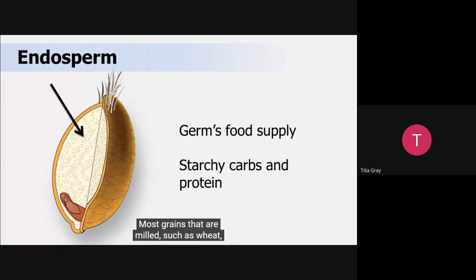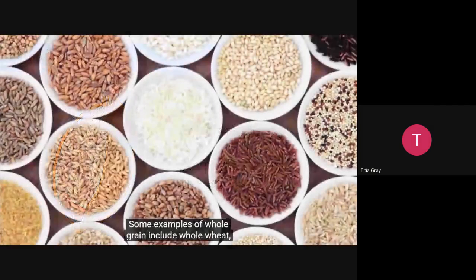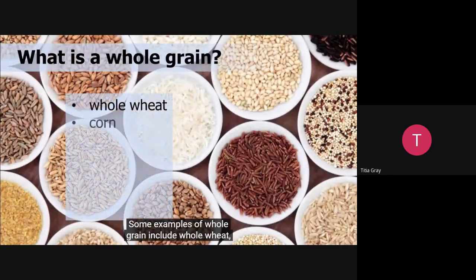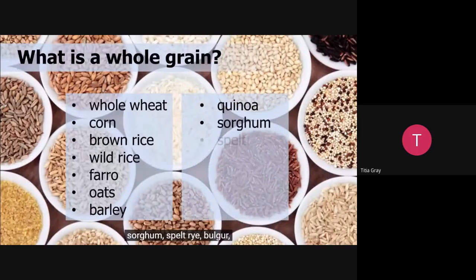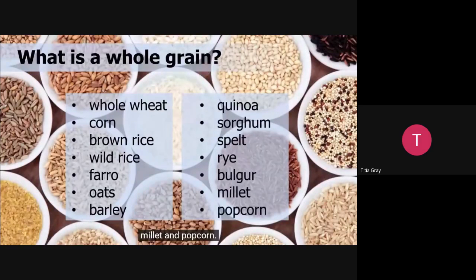Most grains that are milled, such as wheat, have the germ and bran removed, which also removes many of the grain's nutrients. The remaining endosperm is used to make flour. Some examples of whole grain include whole wheat, corn, brown rice, wild rice, farro, oats, barley, quinoa, sorghum, spelt, rye, bulgur, millet, and popcorn. Whole grains can be whole, cracked, ground, rolled, or flaked kernels, but the mix of endosperm, germ, and bran must match that of the intact grain.